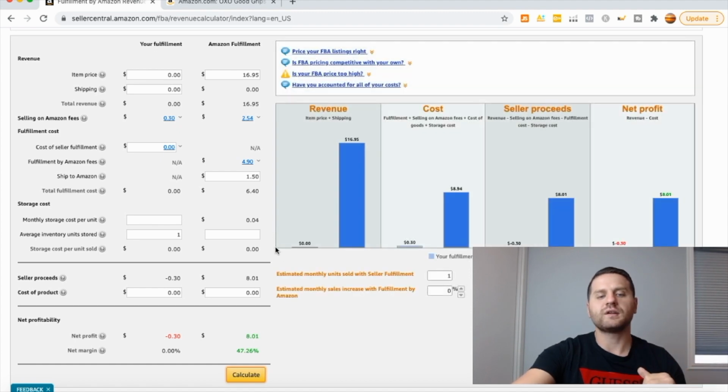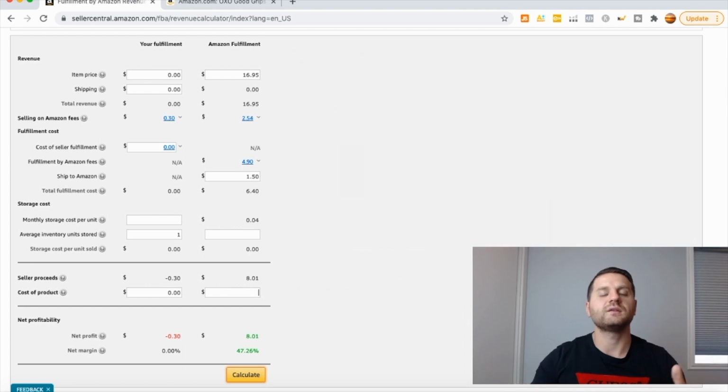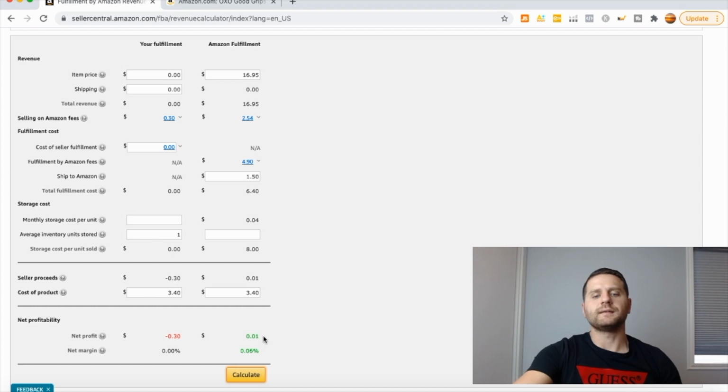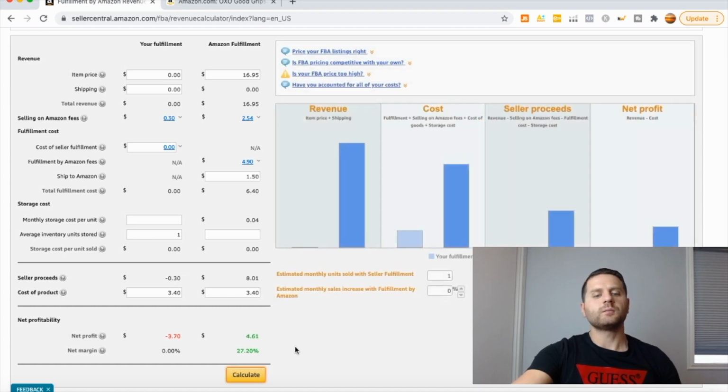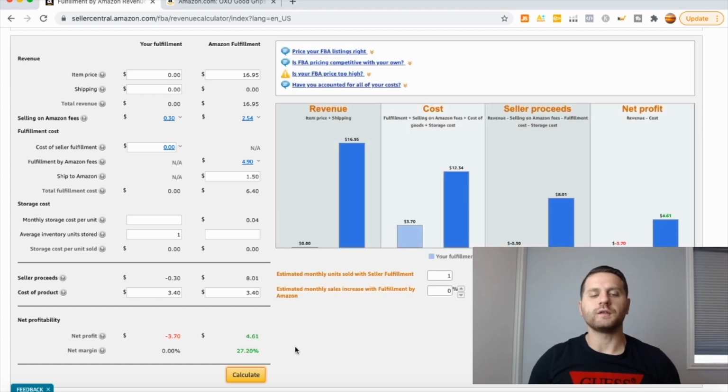So instead what I do is I go to the cost of products, and let's say our cost of product for this product is going to be $3.40. Now let's go ahead and click on calculate. Our net margin is going to be 27.20%, our profit margin, and our net profit per unit is going to be $4.61. Really soon I'm going to discuss the Amazon storage fees over here, so you will know exactly what your cost is going to be.